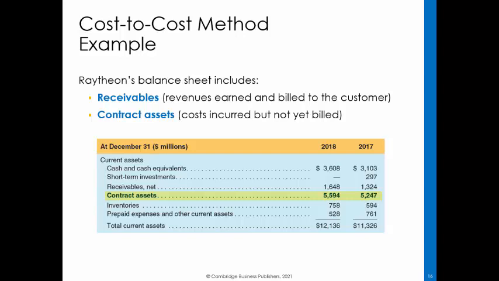When Raytheon incurs costs to construct a product in excess of the amount billed to the customer, it recognizes the excess as a current asset, Contracts in process, as illustrated in the slide showing the current assets section of Raytheon's 2018 balance sheet.